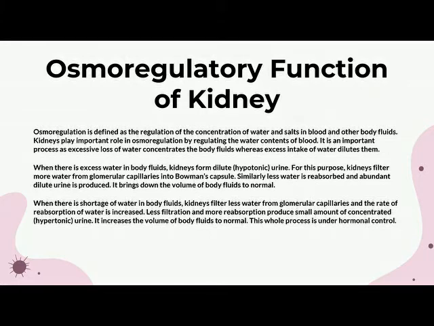Second case, when there is a shortage of water in body fluid, kidney filters less water from glomerular capillaries and the rate of reabsorption of water is increased. Less filtration and more reabsorption produce a small amount of concentrated or hypertonic urine. It increases the volume of body fluid to normal. This whole process is under control of a hormone, and this hormone is vasopressin.